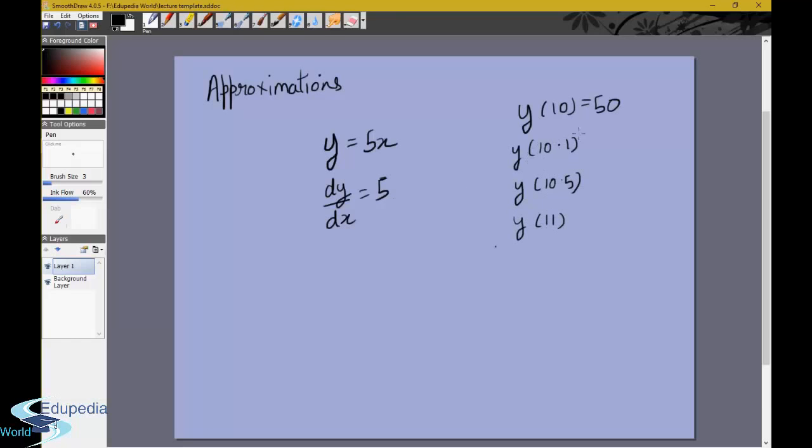Now obviously you can multiply by 5 and get the answer, but I'm just trying to show you how you could also use approximations, and then we'll see how to use approximations for more complicated functions. Right. So dy by dx is 5, which means the rate of change of y with respect to x is 5.